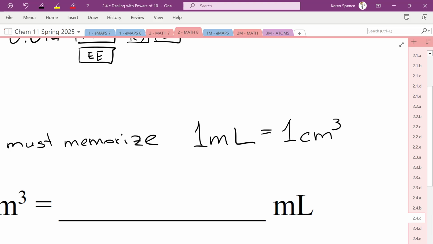What I want you to do is I want you to look at the 1 milliliter marking on your graduated cylinder, and then I want you to compare it with this 1 centimeter cubed cube. Do they look approximately the same? Compare the cube with the 1 milliliter marking. Do they look about the same? Yes. Is this going to help you remember that 1 centimeter cubed is 1 milliliter? I hope so. Fingers crossed.